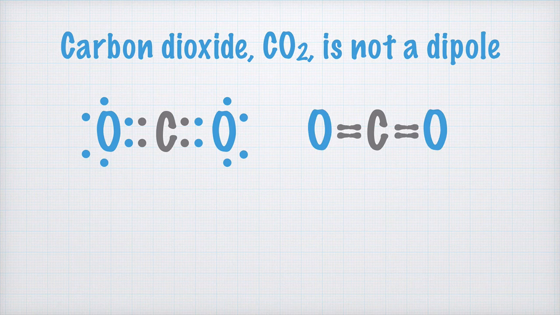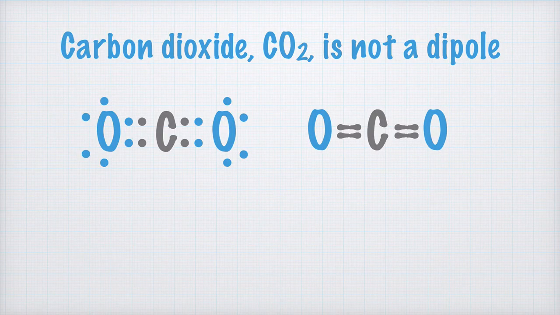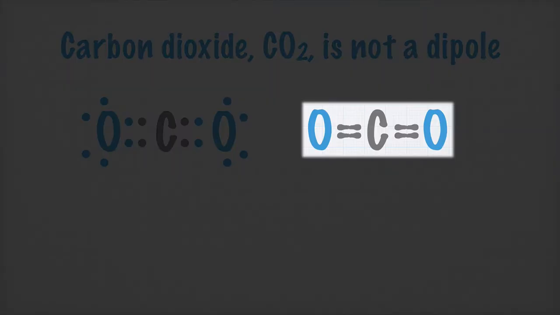Around the carbon atom, we now only have 2 areas with high electron density. These 2 areas want, so to speak, to be as far away from each other as possible, which means they end up being 180 degrees from each other.